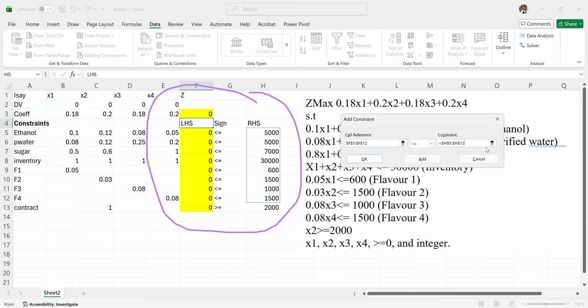Once you finish that, don't click OK. Just click add. It will vanish. A new empty cell reference will show on the left. The only one we didn't add was the last one, which is this very number. So just select the constraint, the left-hand side, then click on the symbol and choose greater than or equal to instead of less than. And then on the right-hand side, click the white space and click the 2000, because the 2000 is the only number on the right-hand side. You are done with the constraints.